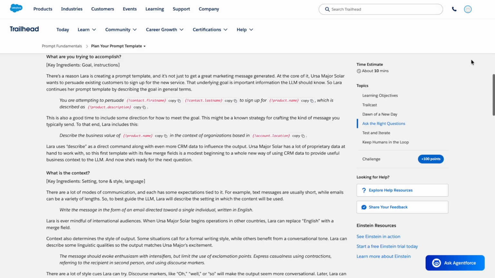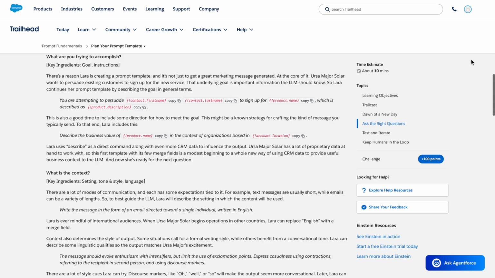This is also a good time to include some direction for how to meet the goal. This might be a known strategy for crafting the kind of message you typically send. To that end, Laura includes this. Describe the business value of product name in the context of organizations based in account location. Laura uses describe as a direct command along with even more CRM data to influence the output.